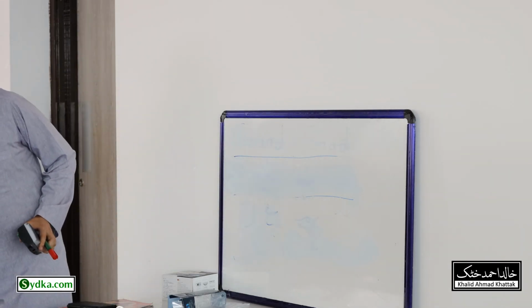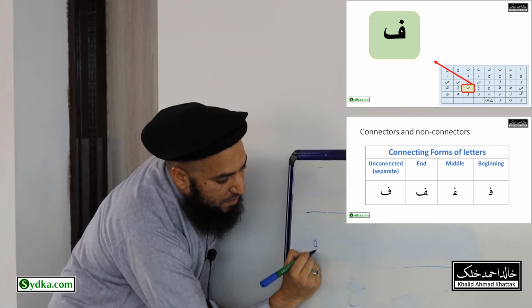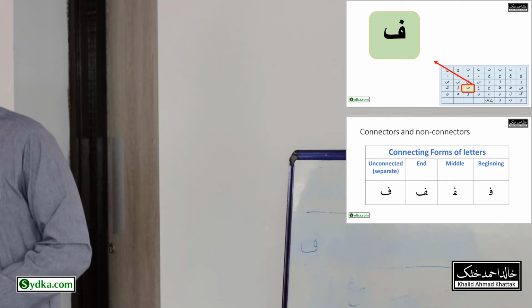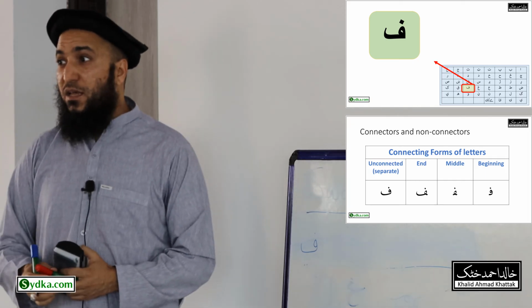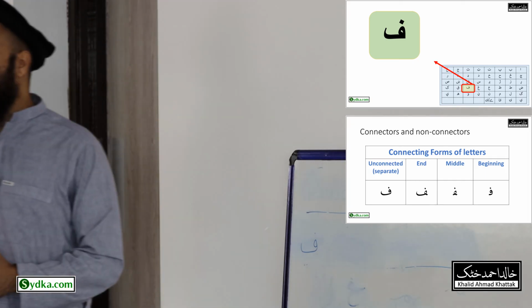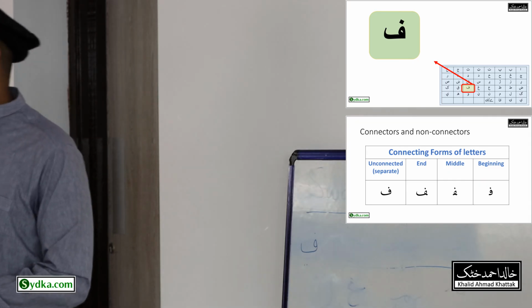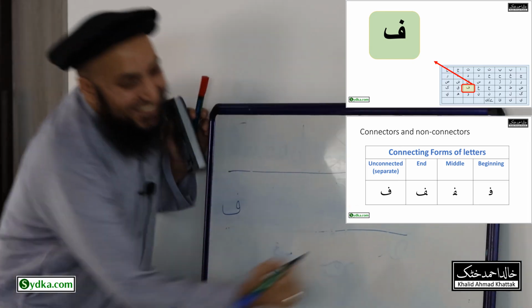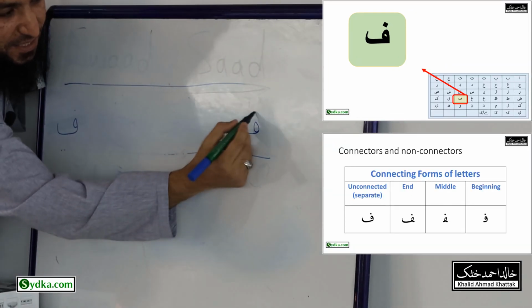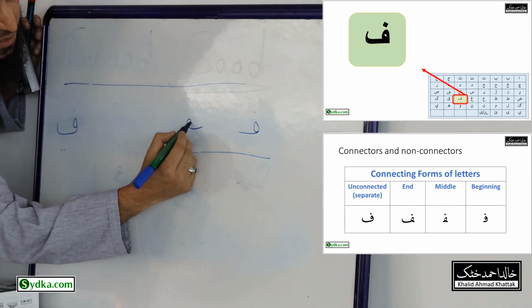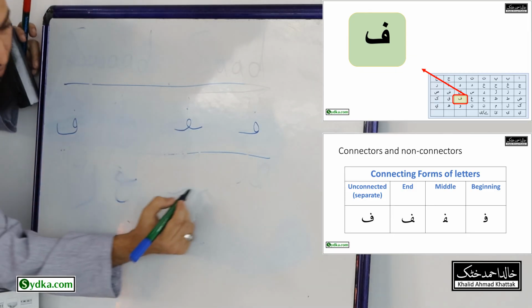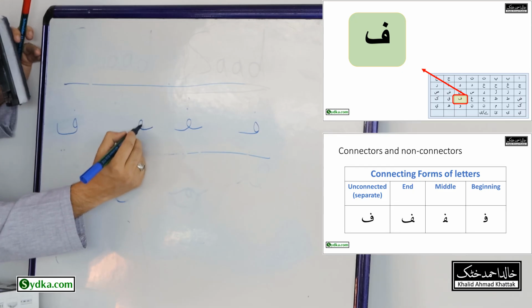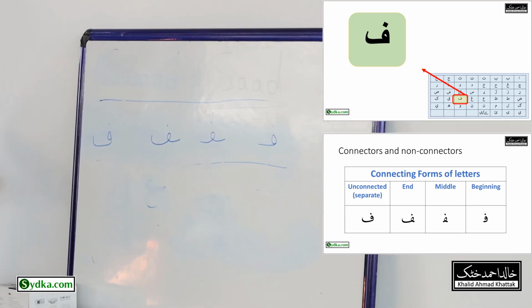Okay, next one, let's see. Is it a connector or non-connector? Why? Who agrees? Who disagrees? Raise your hand. Non-connector. It's a connector. Okay, so the beginning looks like this. In the middle looks like this. So now you can see the difference. Look, the Ain was sharp and this one is round. And at the end it looks like this. Okay?